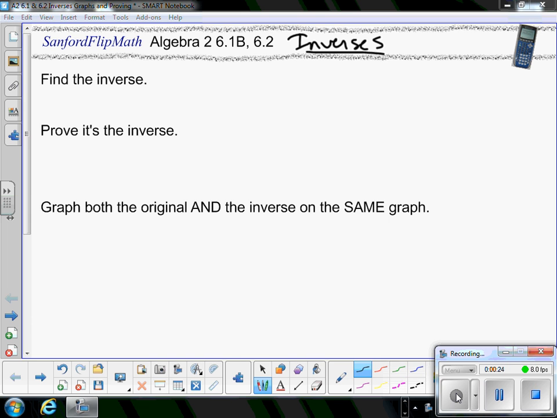We've done one video on inverses already, which was kind of introductory about finding inverses. This one we're going to recap finding the inverse a little bit. We're also going to talk about proving the inverse and a little bit of graphing both the original function and the inverse function. That's a lot to do in one video. We're still going to try and keep it short.